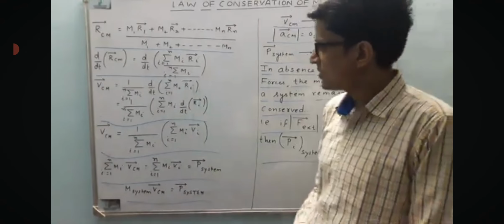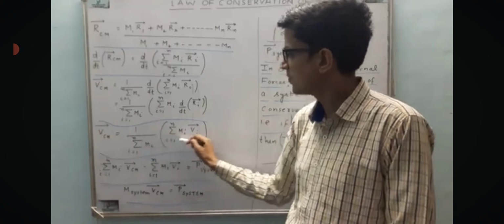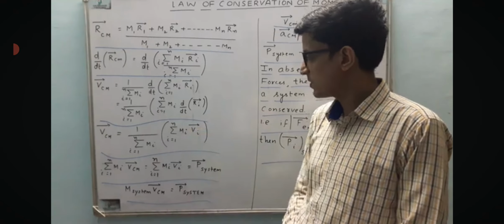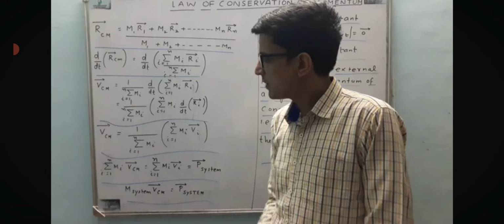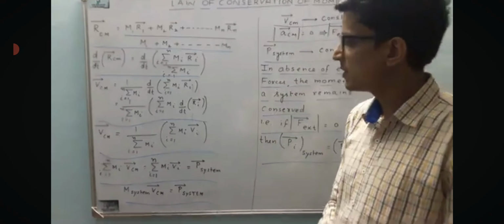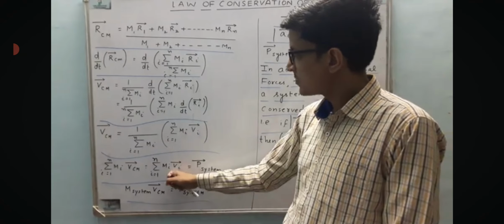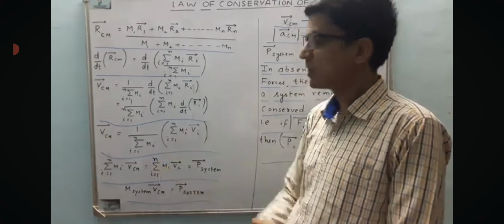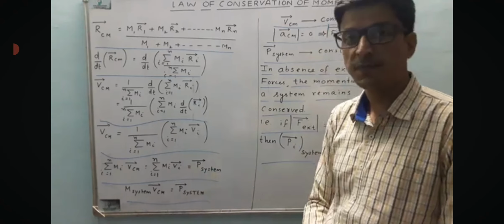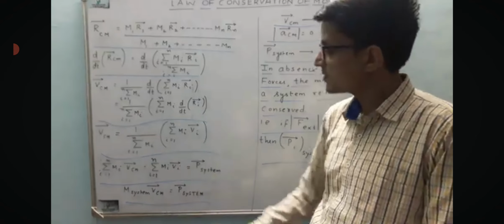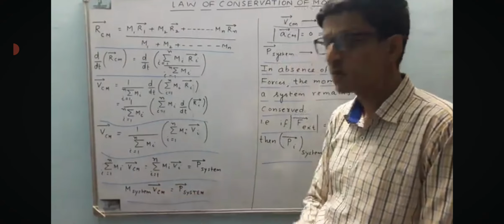So after all the calculations, we have Vcm is equal to 1 upon sigma mi, i is equal to 1 to n, sigma mi vi, i is equal to 1 to n. So this I take over there and we have sigma mi, i is equal to 1 to n into velocity of center of mass. This is equal to sigma mi vi, i is equal to 1 to n, and I can write it as the momentum of the system. So what I have is mass of system multiplied by velocity of center of mass is equal to the momentum of the system.